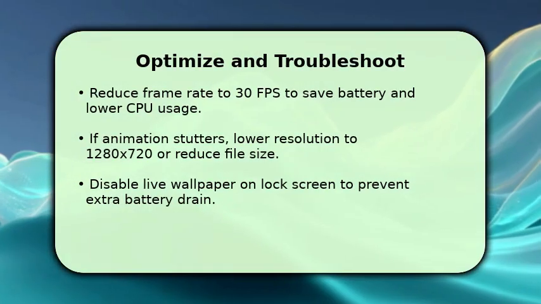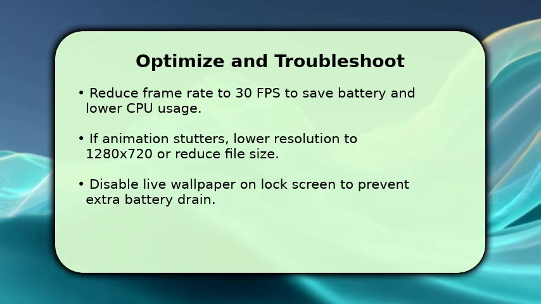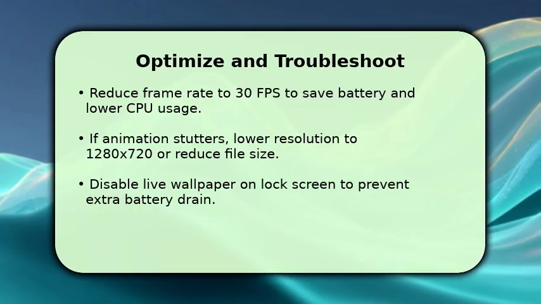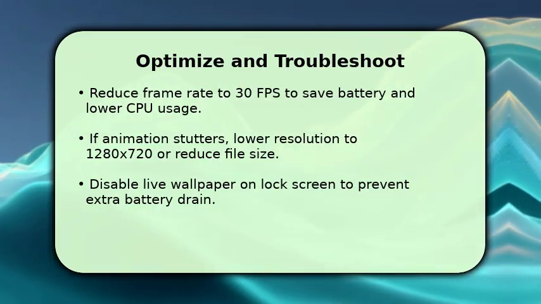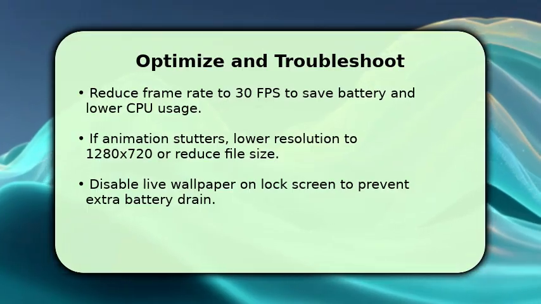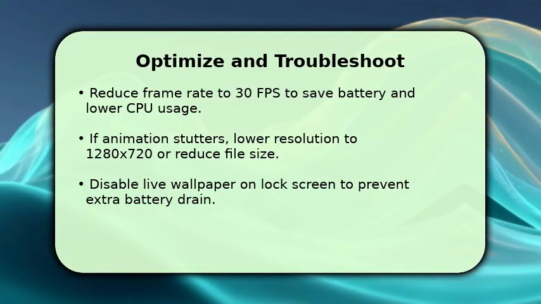If battery use rises, reduce the frame rate to 30 FPS in the exporter. Lower resolution to 1280x720 or compress the file to under 5 MB to fix stutters.